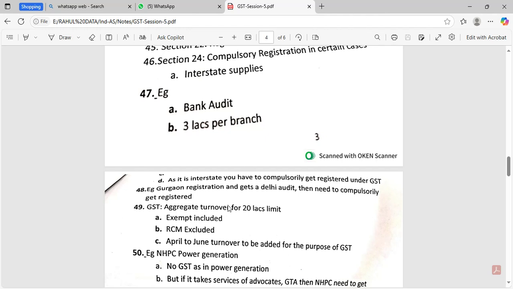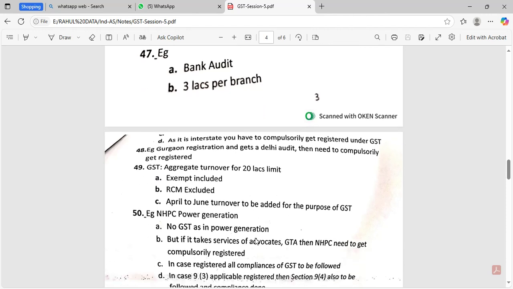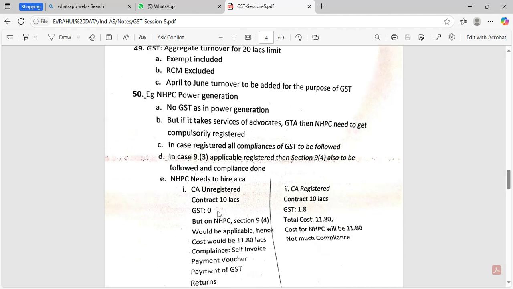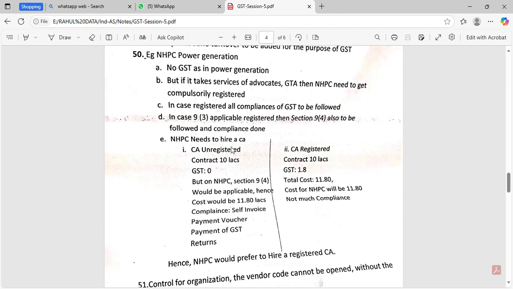Aggregate turnover for the 20 lakhs limit, exempt included, RCM included, April to June turnover to be added for the purpose of GST. NHPC power generation, no GST on power generation. But if it takes services of advocates, GTA, then NHPC would need to get compulsorily registered. In case of registered, all compliances of GST to be followed. In case 9(3) is applicable, then registration, 9(4) to be followed. NHPC needs to hire a CA.